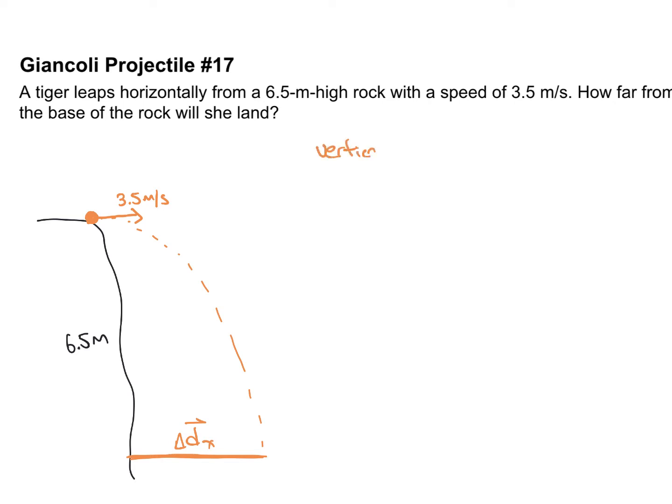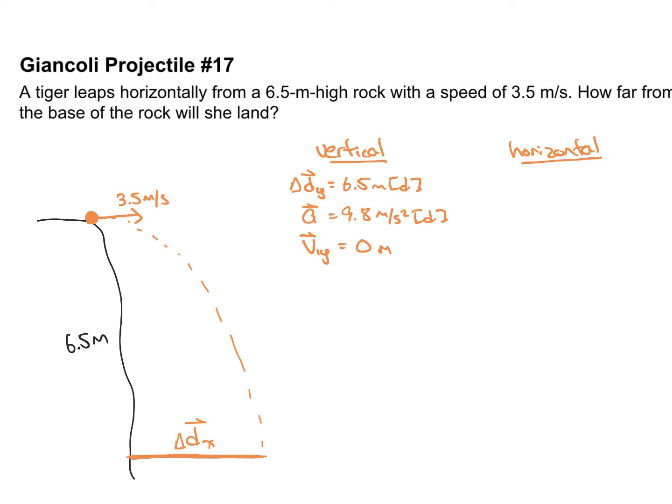this is a projectile, so we'll have some vertical information and some horizontal information. Just going to organize the information first. So vertically, the displacement of the tiger, delta dy, is going to be 6.5 meters down. Okay, the displacement is down. The acceleration is going to be due to free fall, 9.8 meters per second squared down. And the initial velocity vertically, v1y, is 0 meters per second. That's because the jump is totally horizontal.